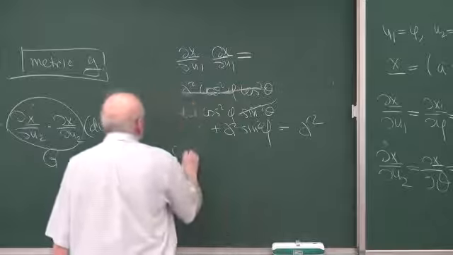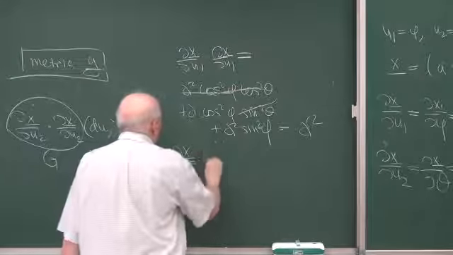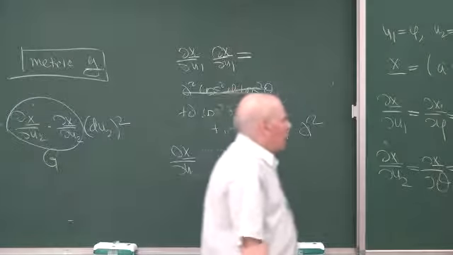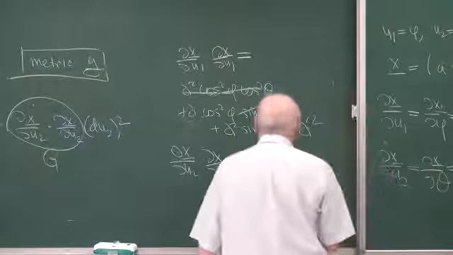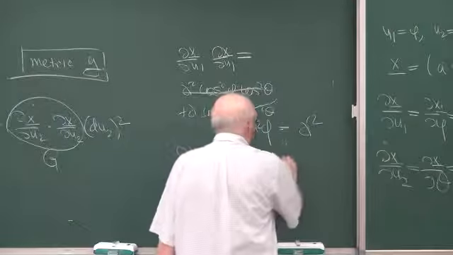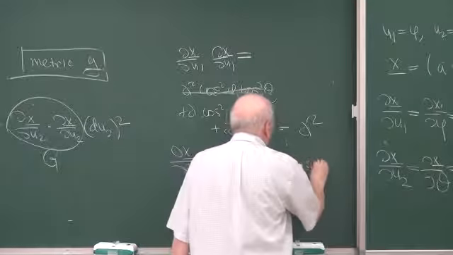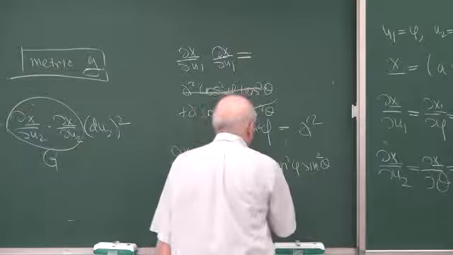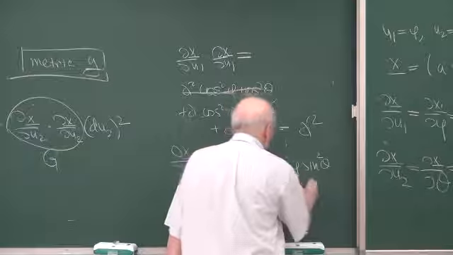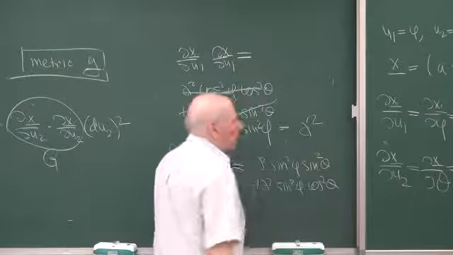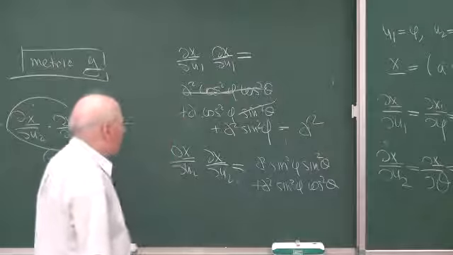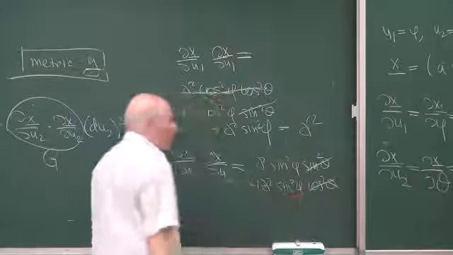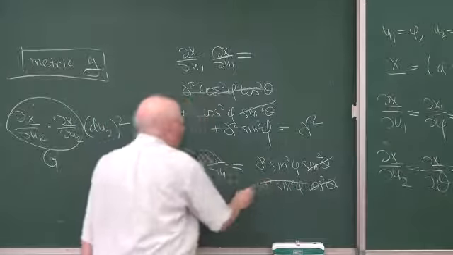And let's do U2 with U2. That one's also easy. And we get a squared sine squared phi sine squared theta, and a squared sine squared phi cosine squared theta, and 0. Well, it's sine squared plus cosine squared, so we just get a squared sine squared phi there.